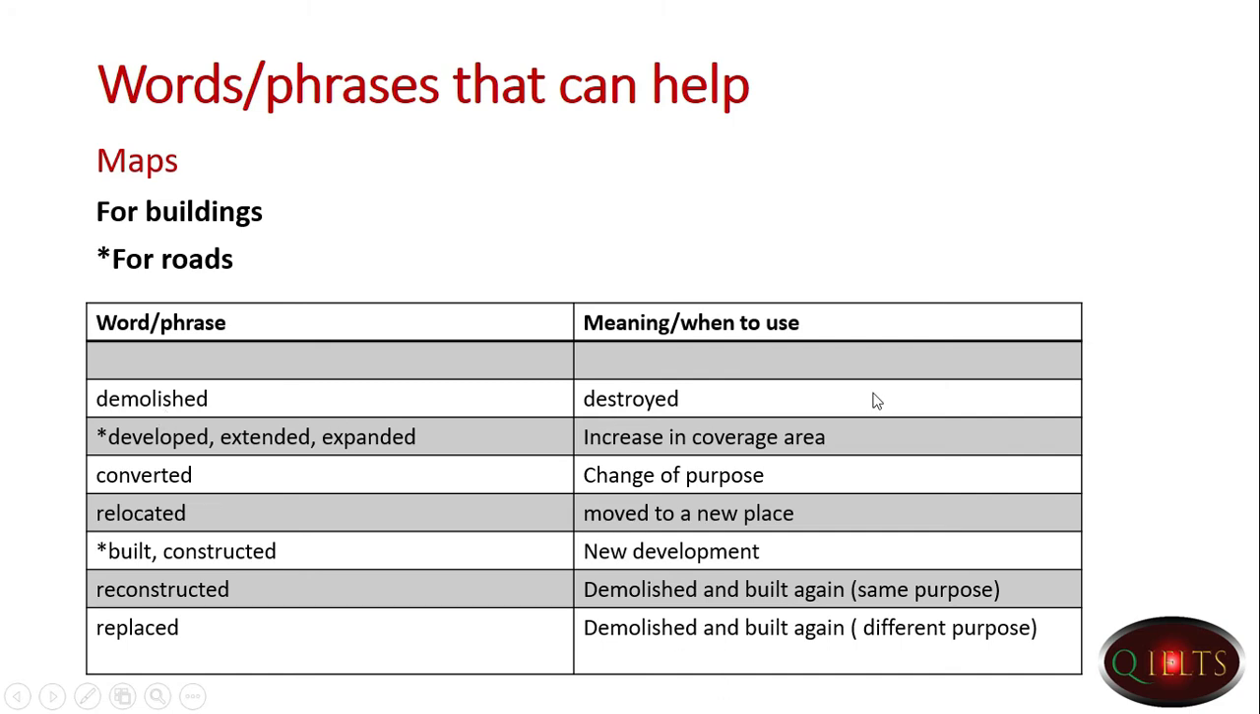For example, demolished means destroyed. Developed, extended, expanded mean an increase in coverage area. Converted means that there is a change in the purpose of the building. Relocated means moved to a new place. Built or constructed means that it's a new development. Reconstructed means demolished and built again with the same purpose, whereas replaced means demolished and built again, but the purpose of the building is different now.